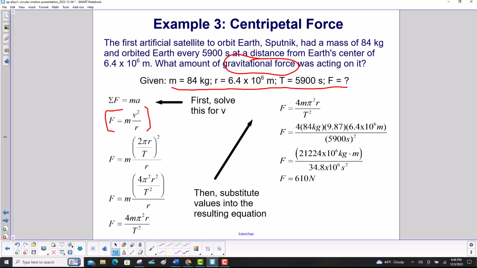Now we're not given the velocity. However, we can use this equation where the velocity is 2 pi r over the period of the rotation. So we square that. Why? Because v is squared. We get this over here. And then we do some simplification, and we get the force is 4m pi squared r over t squared. We put it over here on the right side, and we put in all our numbers. We have 4, we have the mass, we have pi squared, we have how far it is from the center of the Earth, and then we have the period in seconds. Calculate all the numbers out, and we get a gravitational force of 610 newtons.